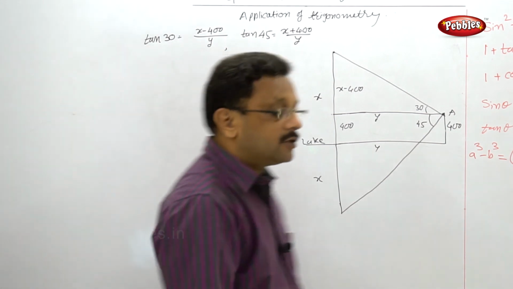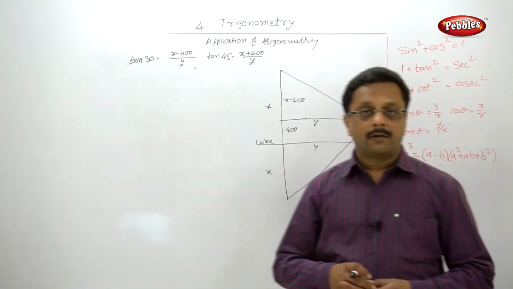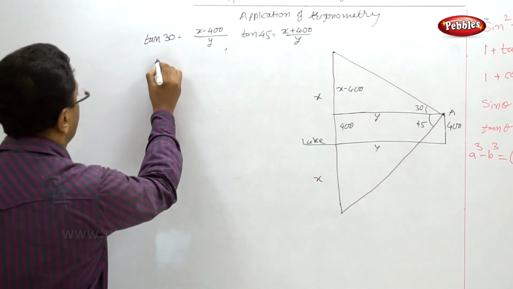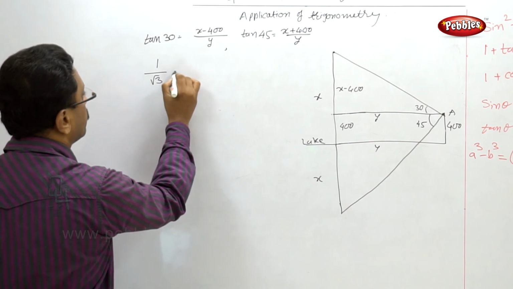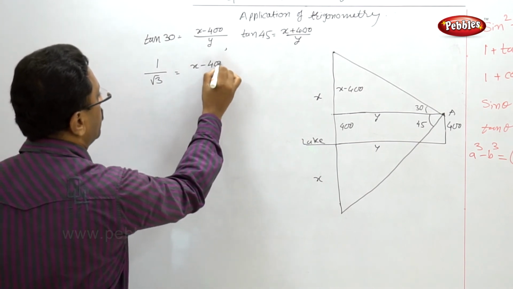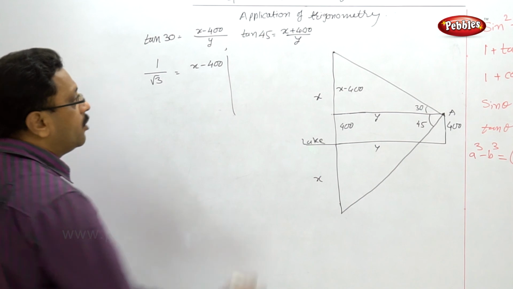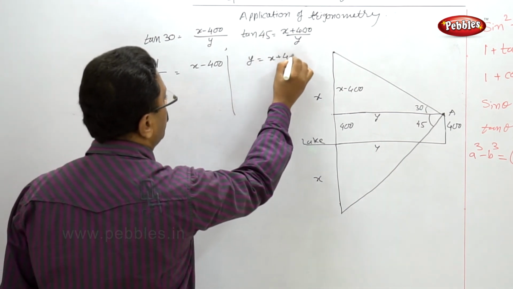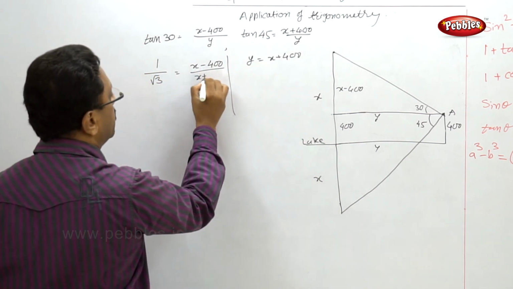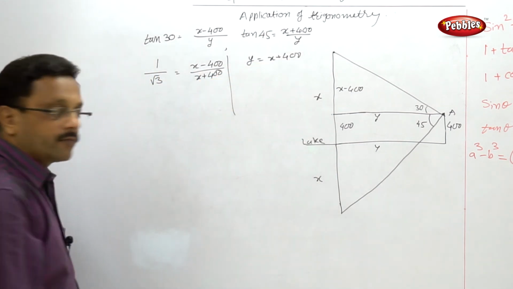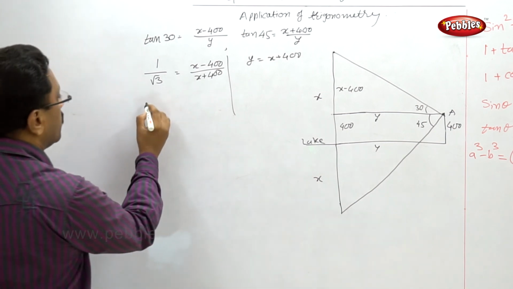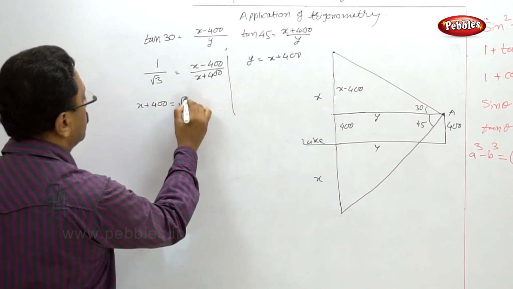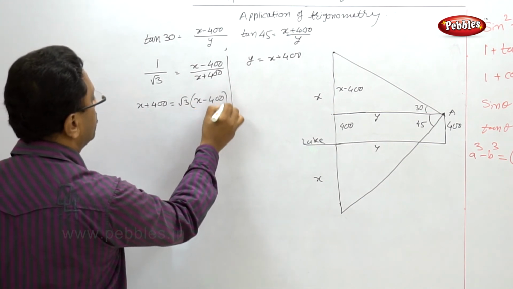We want to find out x, so try to eliminate y. So substitute, find out what is y here. Tan 30 is 1 upon root 3, which is equal to x minus 400 upon y, and what value of y did we get here? Tan 45 is 1. So y is equal to x plus 400. So here we have x plus 400. Solve this. So we have x plus 400 is equal to root 3 into x minus 400.